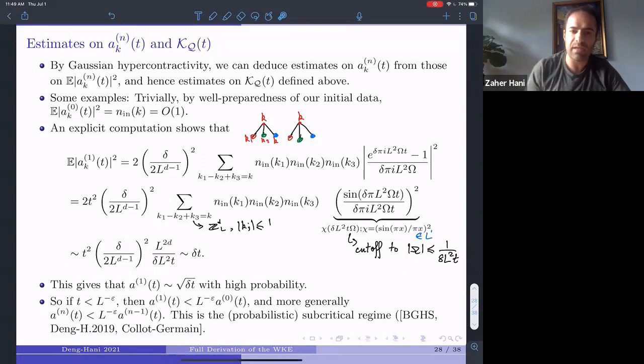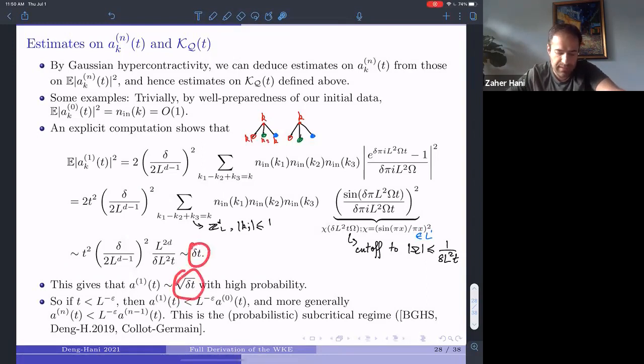Okay, so from a heuristic point of view, the estimate over here can be predicted. Again, the proof of this estimate involves some number theoretic arguments that are highly non-trivial, but the heuristic is fairly straightforward. So what you get is that this precisely is delta t, the size of |a_k1|^2. So what this gives is that, essentially by Gaussian hypercontractivity, the first iterate has size square root of this thing, so the square root of delta t, with high probability.